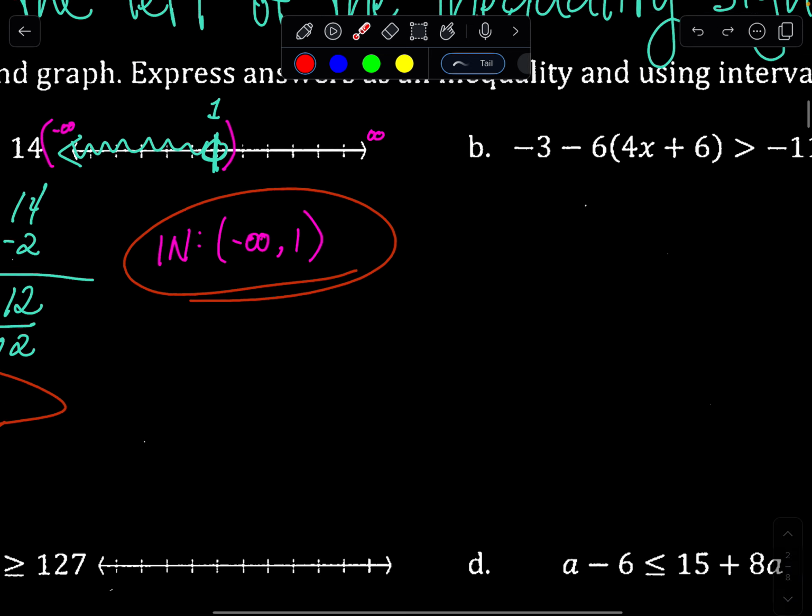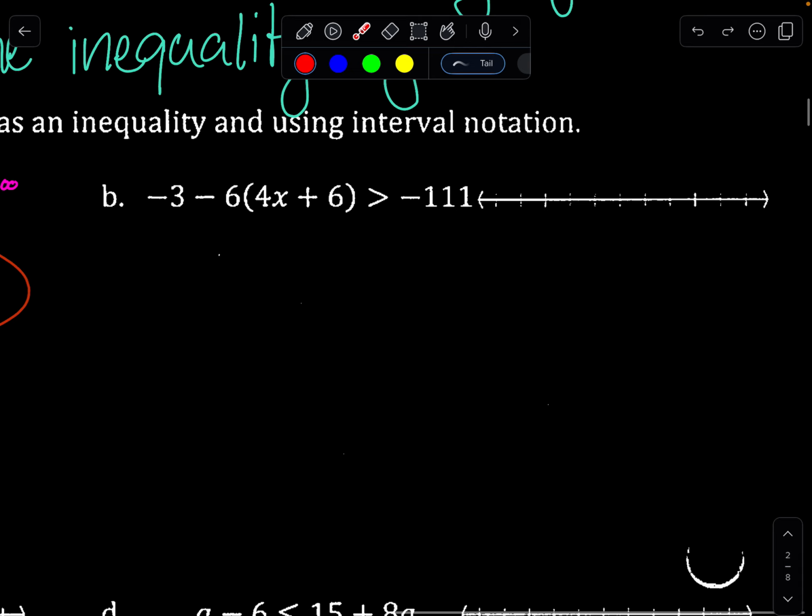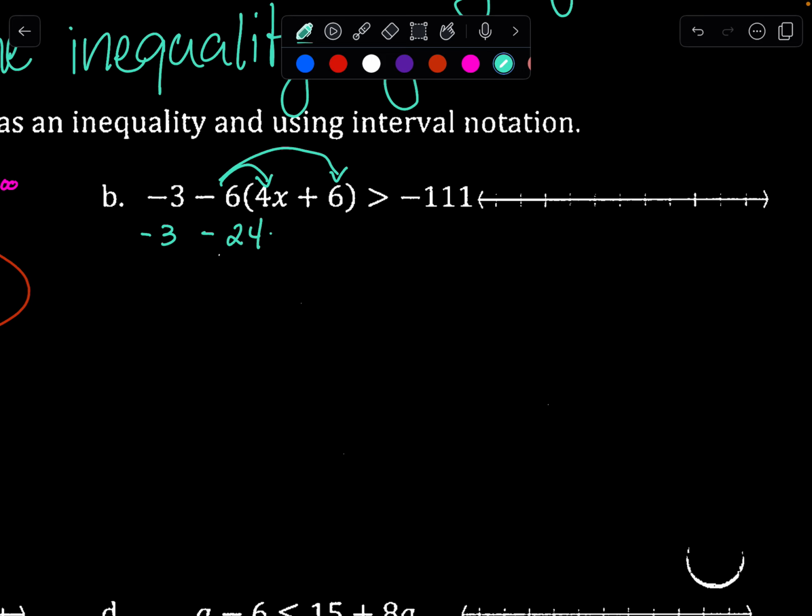Okay, so let's go to B. Now, first thing I notice is that we have parentheses here. We immediately want to take care of that, right? So how do we take care of that? Well, we distribute through. So we end up with negative 3 minus 24, because 6 times 4 is 24, x minus 36 greater than negative 111. Okay? So we're going to put a line right through the middle so we can keep everything lined up.